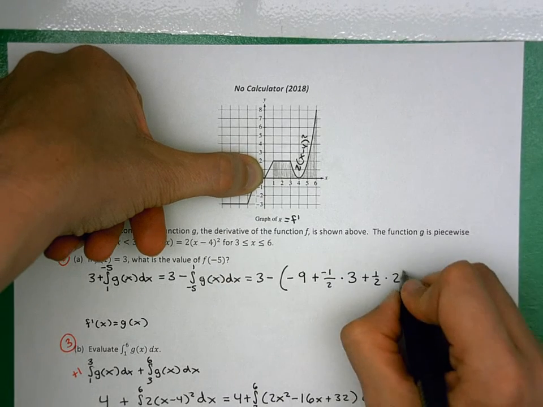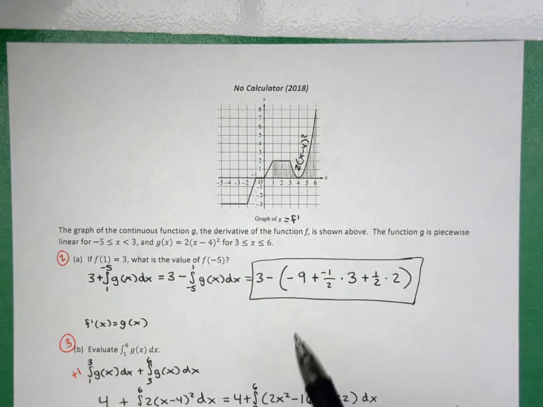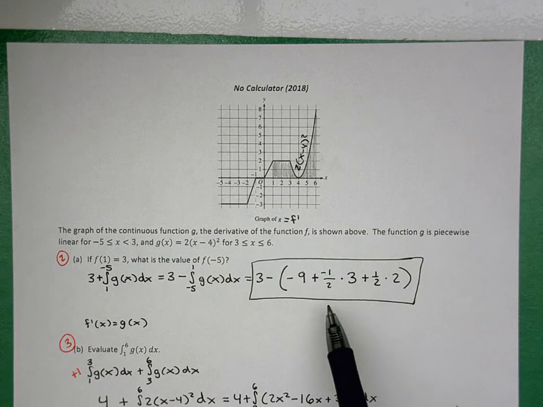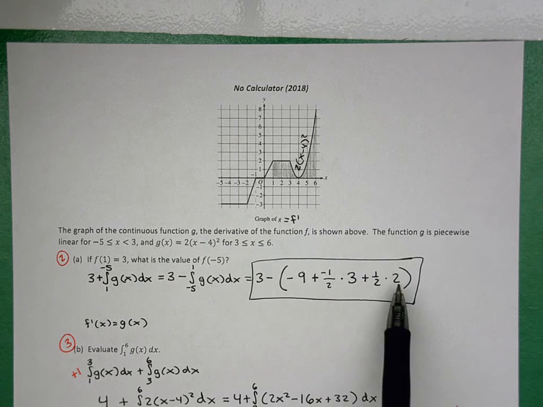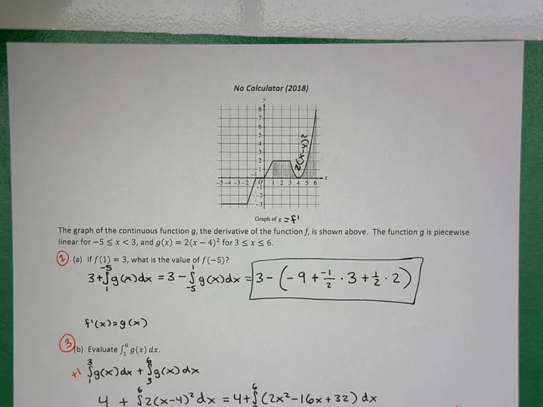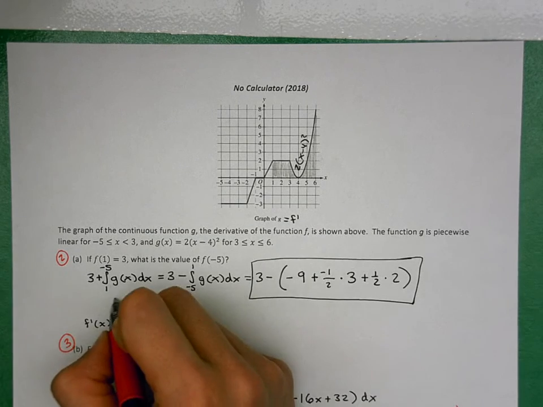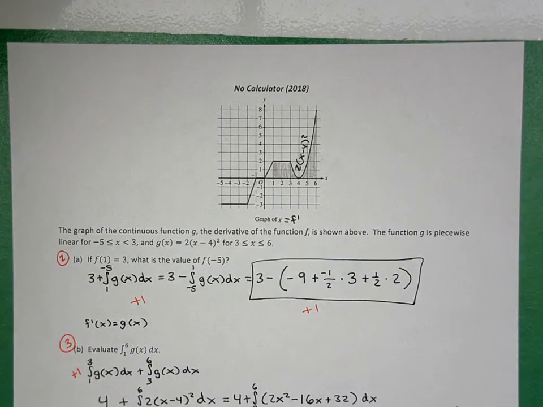And then again, I would not simplify. If you did, this would be 12 plus 1.5, which is 13.5 minus 1, which is 12.5. Or the rubric calls it 25 over 2, if you wanted to write this as a fraction. But again, you don't have to. Okay, 1 point was for the integral, 1 point was for the answer. Okay? Okay, let me know if you have any questions.